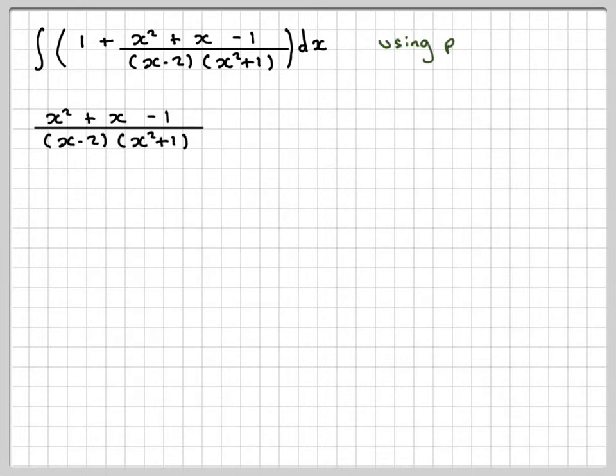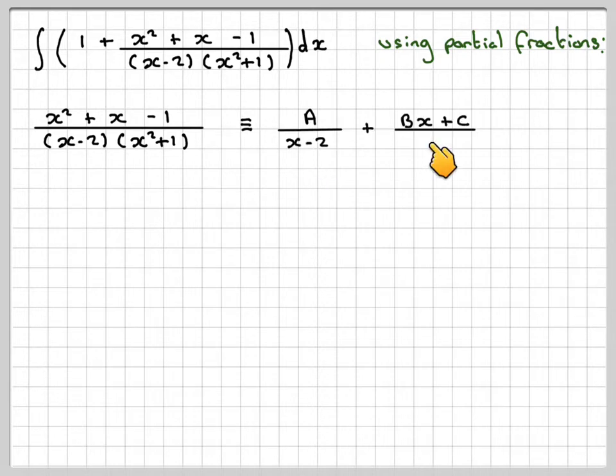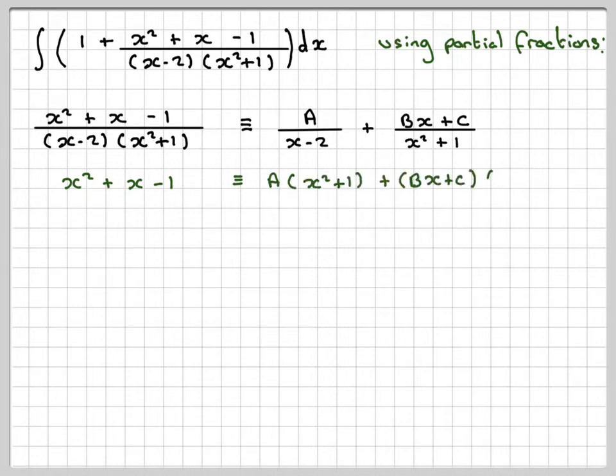Okay, so using partial fractions, we've got a quadratic factor here. So we've got to try A over x minus 2 plus Bx plus C over x squared plus 1. This is a further maths type question. So x squared plus x minus 1 must be A times (x squared plus 1) plus (Bx plus C) times (x minus 2). The first thing easy to do is put x equal to 2.